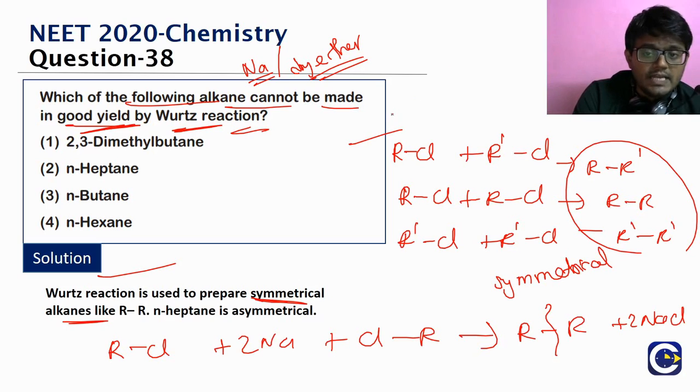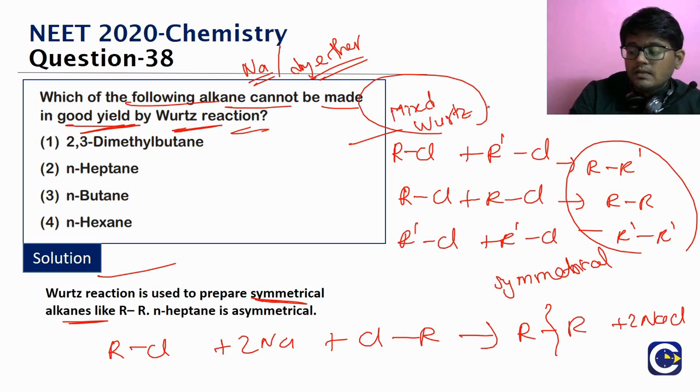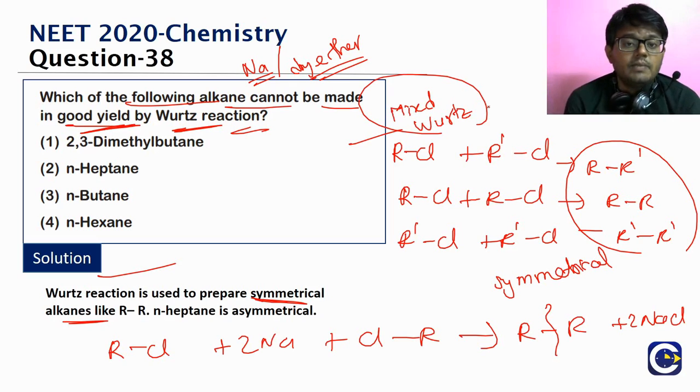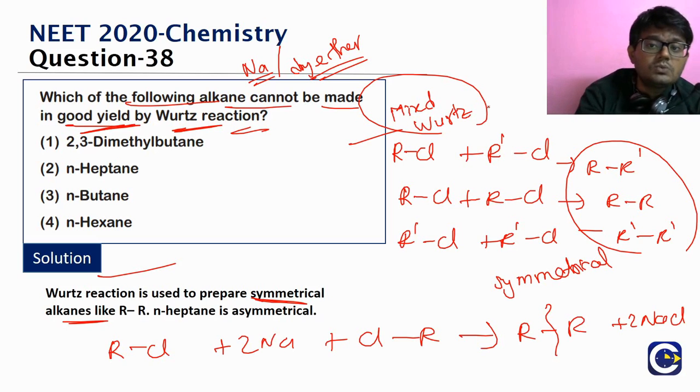So the mixed Wurtz reaction is the one that is used to get asymmetrical alkanes. But the problem with that is you will get a mixture of products. You are not going to be getting a product with good yield. So here, if you look at the given options, 2,3-dimethyl butane.